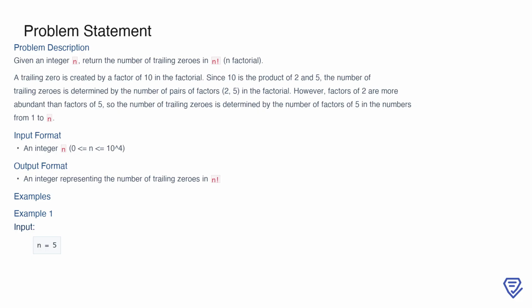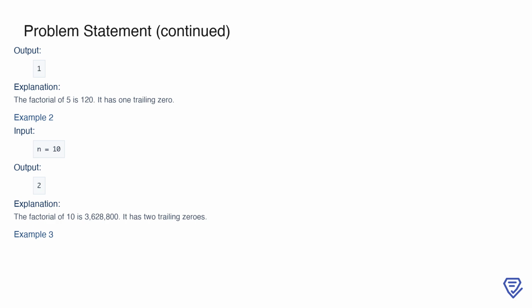The input for the problem is an integer n, where n ranges from 0 to 10,000, and the output is the count of trailing zeros in n factorial. Let's start with an example to better understand this concept. For n equals 5, the output is 1, because the factorial of 5, which is 120, has exactly one trailing zero. Similarly, for n equals 10, the output is 2, because the factorial of 10, which is 3,628,800, ends in 2 trailing zeros. These examples illustrate how the number of trailing zeros grows as n increases, depending on how many factors of 5 are present in the factorial.